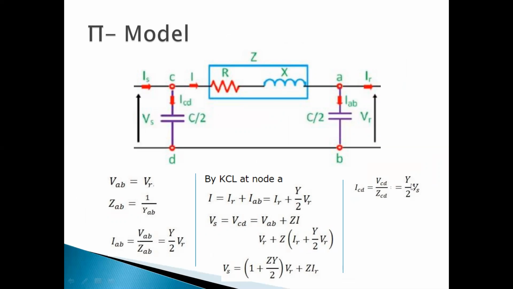I is equal to admittance divided by 2 into Vs. So I'm going to put the value of Vs over here, which I already found. So I'm going to get the value of Is, then Is is equal to I plus ICD. Is is equal to ICD plus I, by KVL, if you apply KCL at node C.